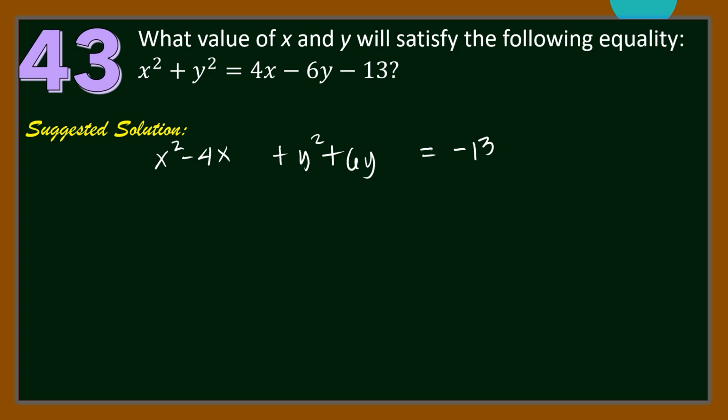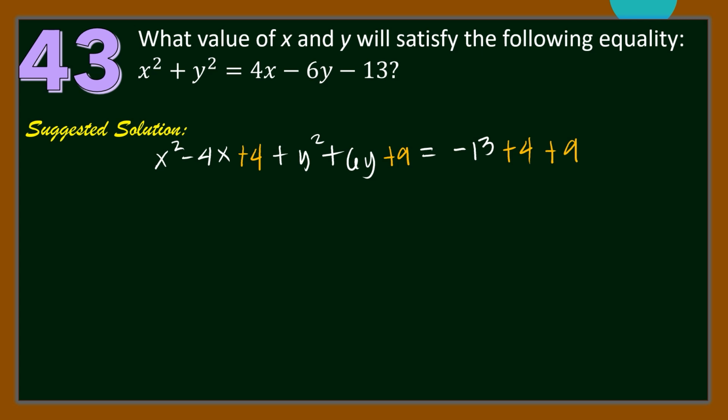On the left-hand side of the equation, we'll have x squared minus 4x and y squared plus 6y. Let us complete the squares for these two expressions. X squared minus 4x, if we add 4 to this becomes a perfect square trinomial. So we add 4 also to the other side. While in y squared plus 6y, if we add 9, this becomes a perfect square trinomial. So we add 9 also to the other side.